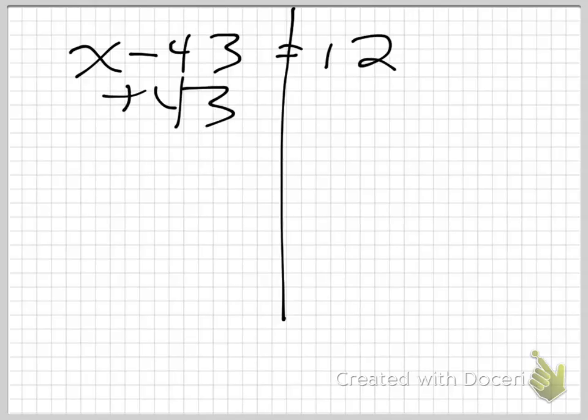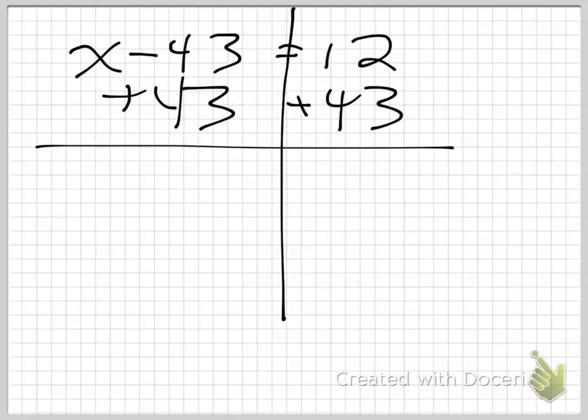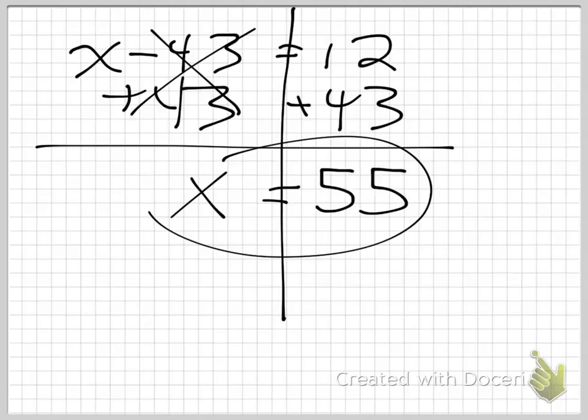Add 43. What I do to one side, I have to do to the other. What do I get to do with those 43s? Cross them out. All that leaves me with is an x over there. So I bring it down. X equals 12 plus 43 is 55. Again, how many of you got x equals 55?